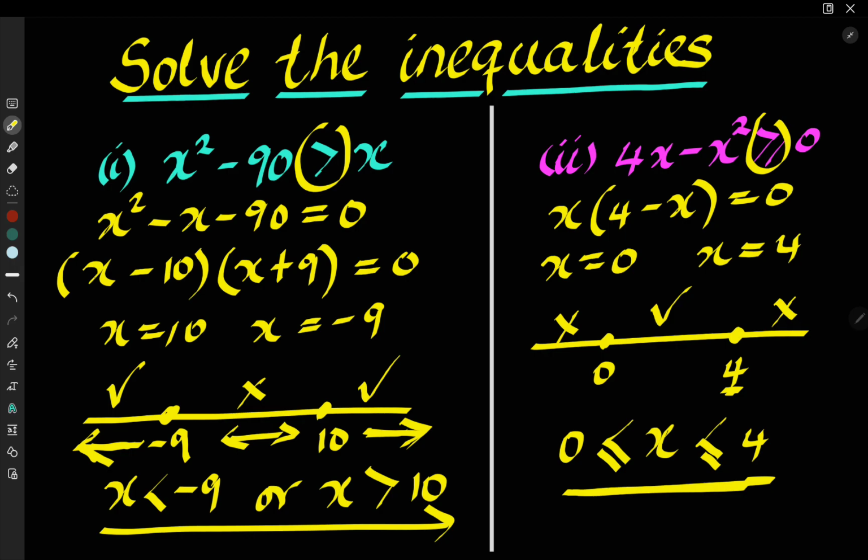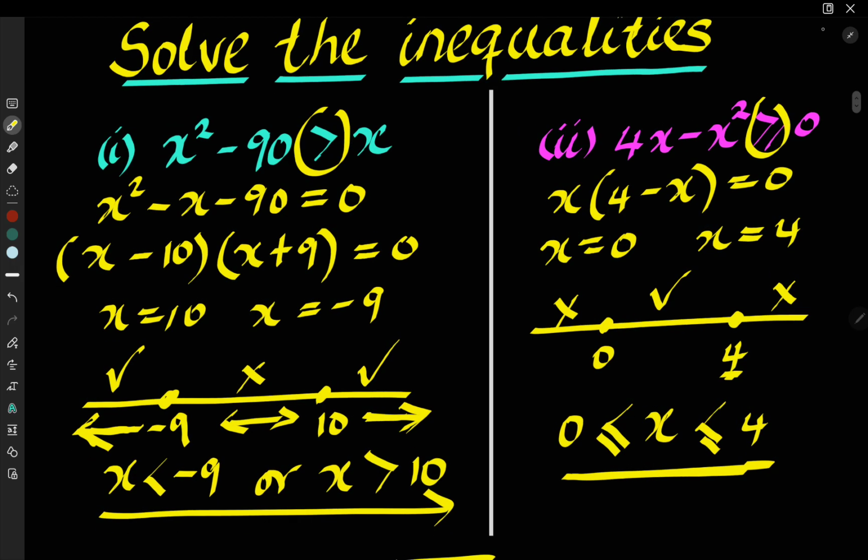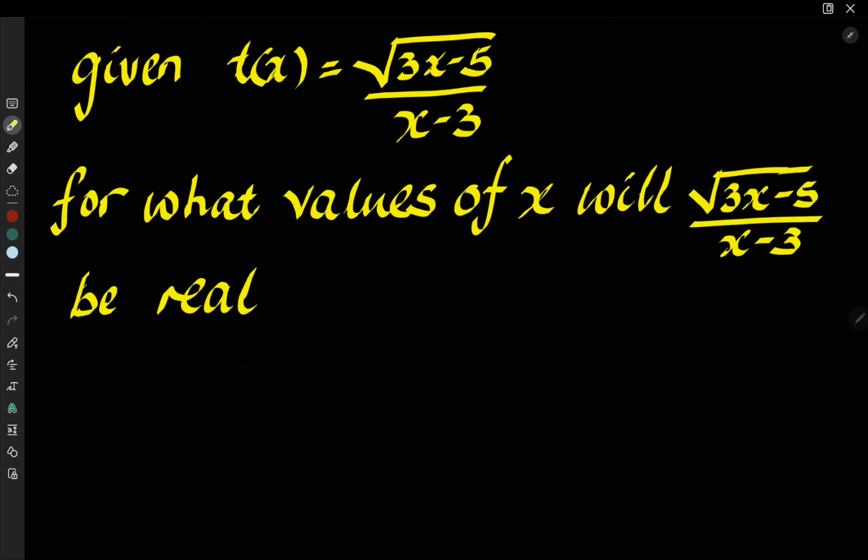Now let's look at the last part of the inequalities. Now, if they don't give you the quadratic inequalities that we're doing, they can give you what we call the logical inequalities. So in these ones, they just ask you, you have to use logic to solve them. Like here, it is given that t of x is equal to the square root of 3x minus 5 over x minus 3. Then we are asked, for what values of x will this square root of 3x minus 5 divided by x minus 3 be real? So we want to see, where is it real?